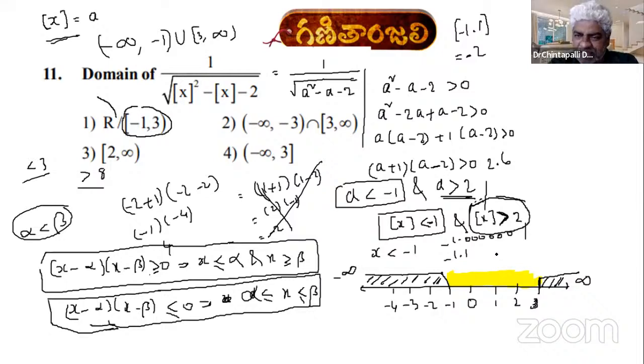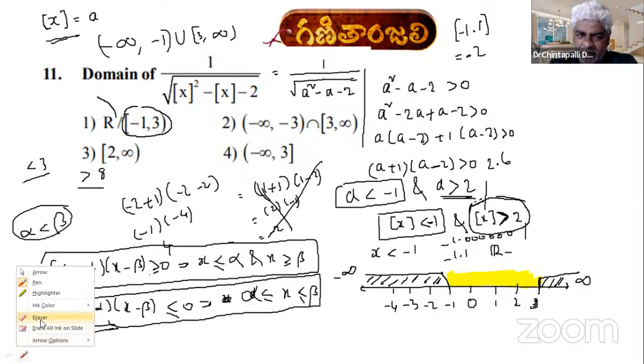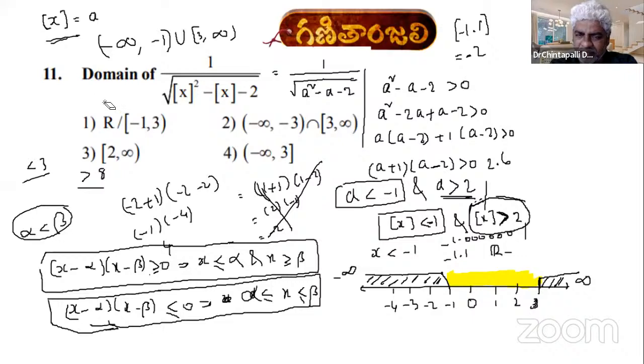So it is same as R minus the removed part. Observe the difference. In the removed part, -1 is included. In the actual interval, -1 is excluded, right? But if you think about the removed part, -1 is included.